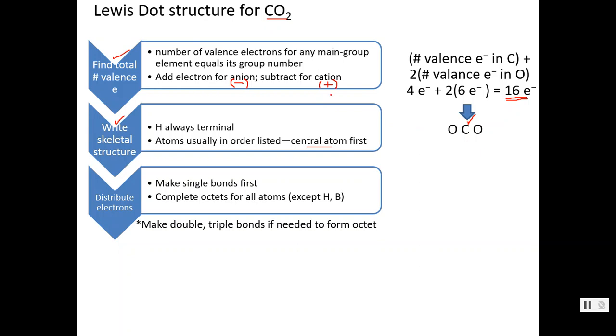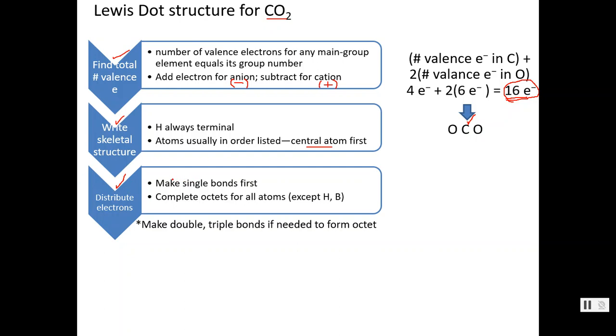Okay, so that's the second step: write the skeletal structure, with the first atom almost always being central, except if it's hydrogen. If it's hydrogen, then it needs to be terminal, at the end of the bond. And then the third step is to start distributing your valence electrons. We have 16 valence electrons that we calculated, so no more, no less. We're going to distribute our electrons, and we need to do that in a very specific order.